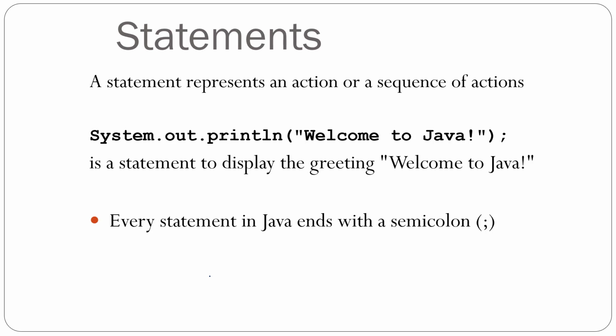Now, what is a statement? A statement represents an action or a sequence of actions, right? So this is a better definition compared to what I was giving. So when you say System.out.println and welcome to Java, that's an action which will result in printing this message on the console. The message is welcome to Java. And every statement is terminated by a semicolon. So this is important.